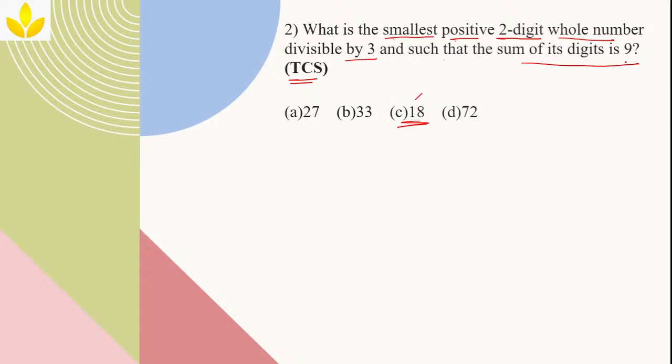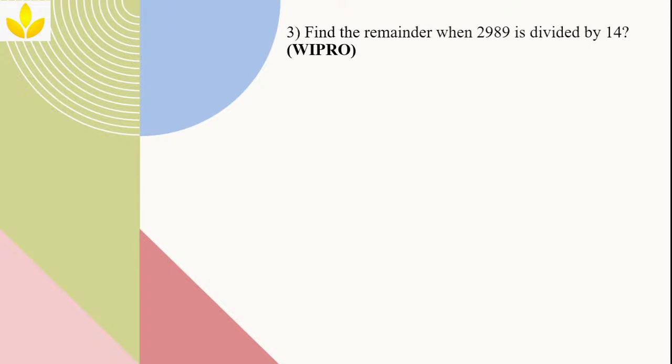Such that the sum of its digits is 9. Is the sum of its digits giving you 9? 1 plus 8 will give me 9. So all the conditions are satisfied for option C itself. So no need to check any of the remaining options. You can directly mark option C and go ahead. Clear guys? So the answer is option C. Let me go for the next question.